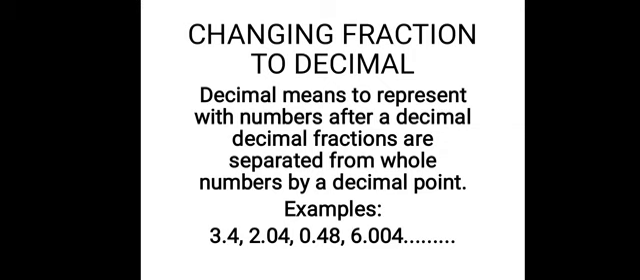Decimal fractions are separated from whole numbers by a decimal point. So numbers before the decimal point are whole numbers, and numbers after the decimal point are decimal fractions. So for example, 3.4.